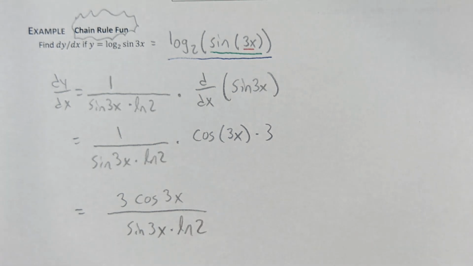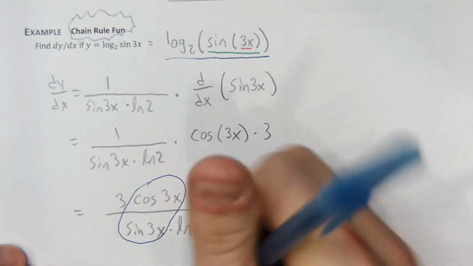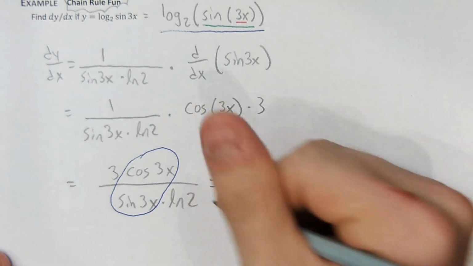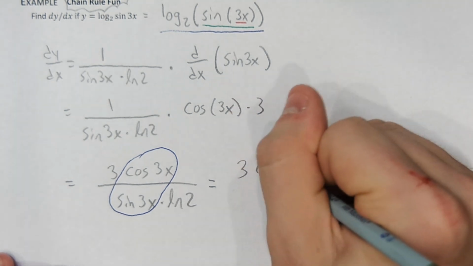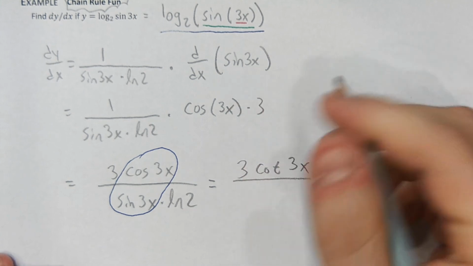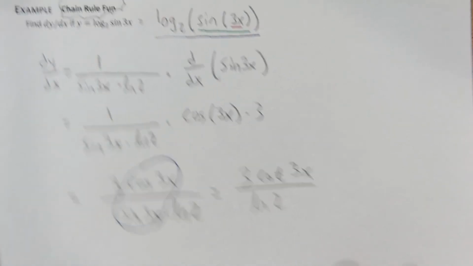And guess what? We have a way of simplifying cosine over sine. Hooray, trig! It's cotangent, because tangent is sine over cosine. So I have 3 cotangent of 3x all over the ln of 2. Cool! If you're a nerd like me. All right, flip them over. The last side. Whew. It's all come down to this, guys. The last 2 questions of pre-calculus notes for the year.